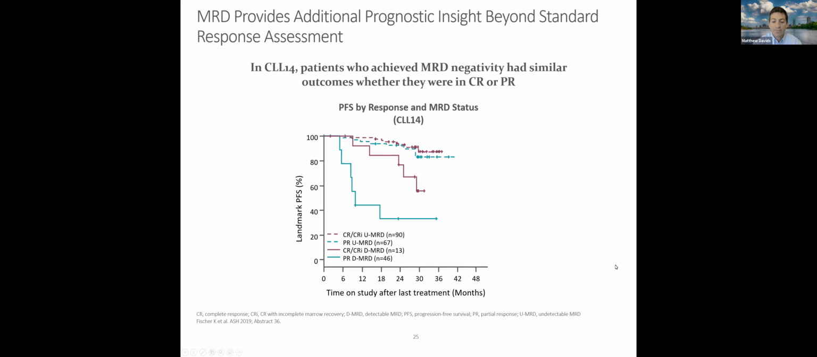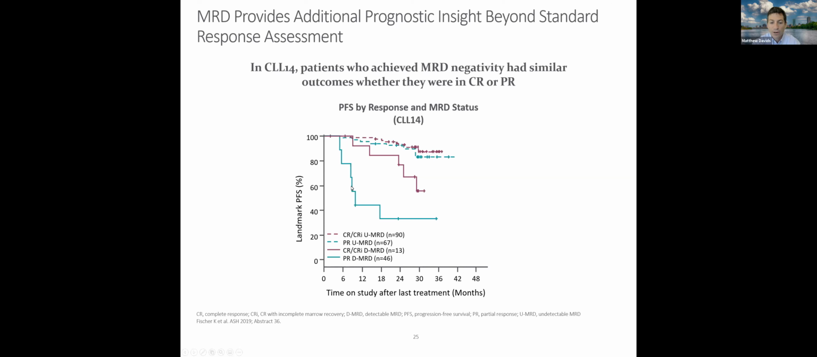Now, what about that concept I mentioned before of complete remission, partial remission versus MRD? Which is more important? We saw with chemotherapy that actually MRD was more important, and so far the same seems to be the case here with Venetoclax. So these are again data from the CLL14 study.